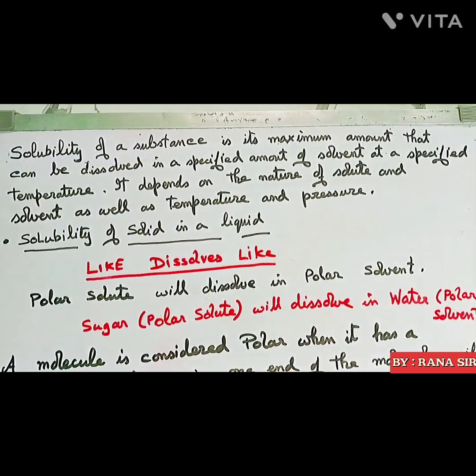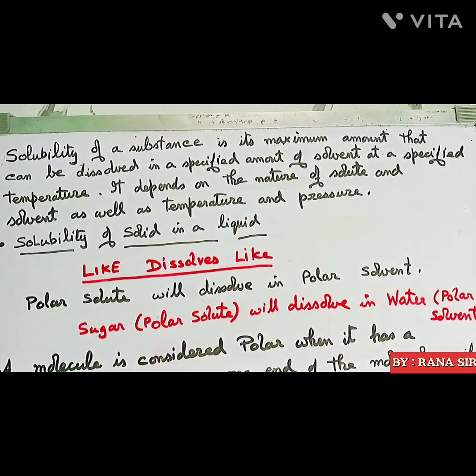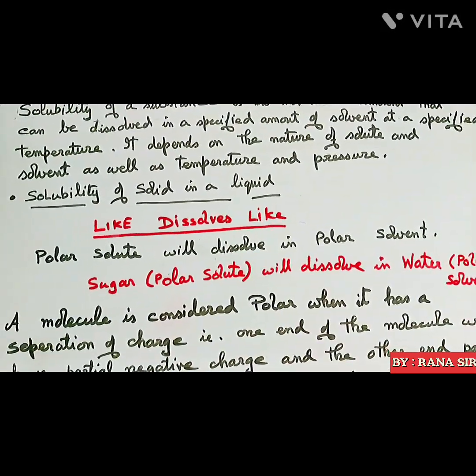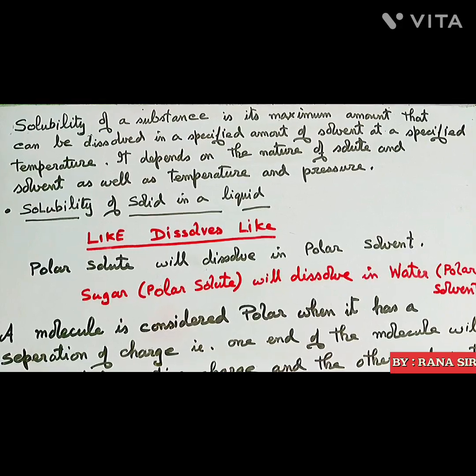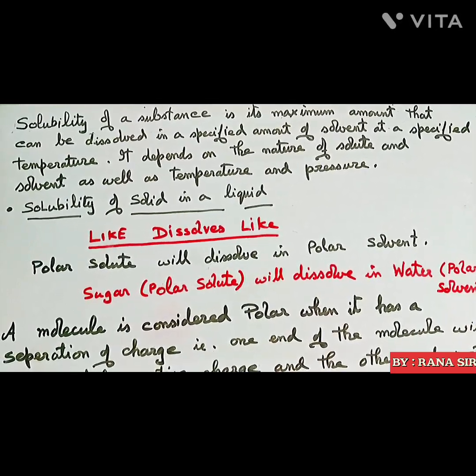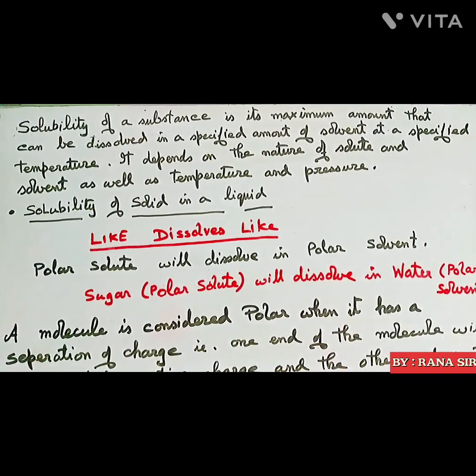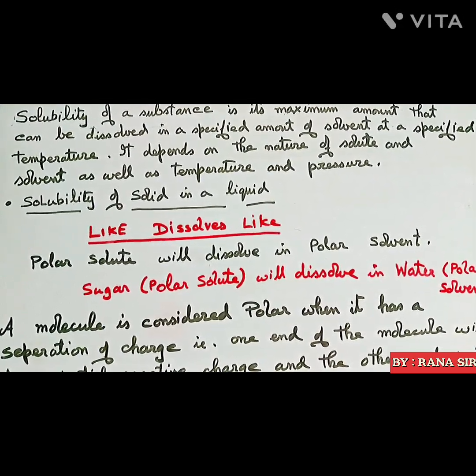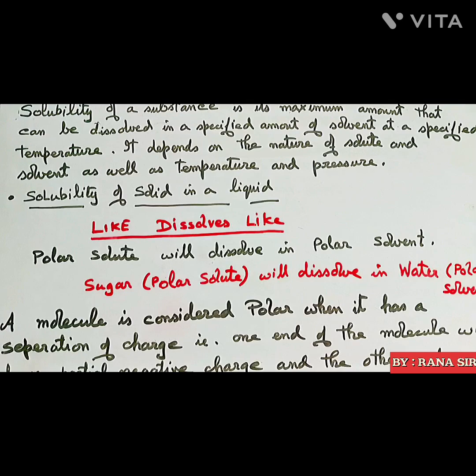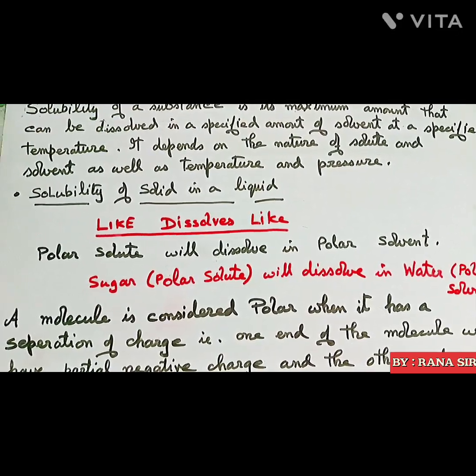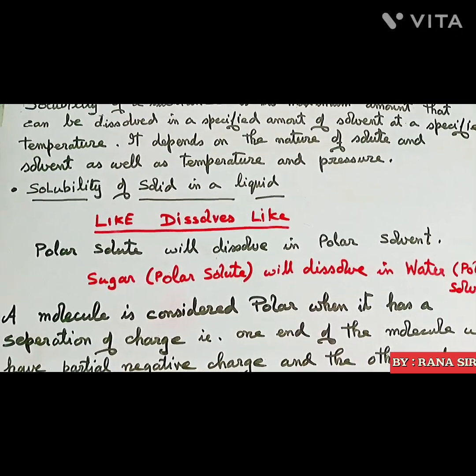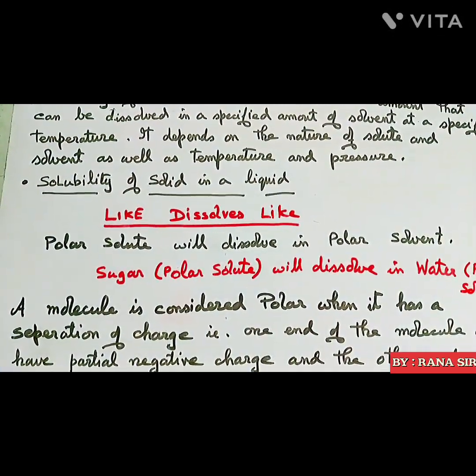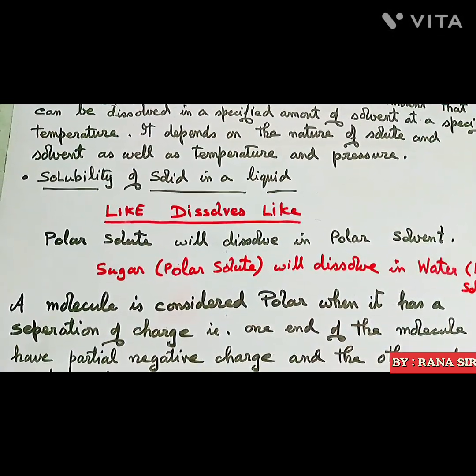solute that can be dissolved in a specified amount of solvent at a specified temperature. So if the temperature remains constant, the amount of solute dissolved in a solvent is known as the solubility of the substance. It depends on the nature of solute and solvent as well as temperature and pressure. Solubility of solid in a liquid. Solid is the solute, liquid is the solvent. So the amount of solute dissolved in a liquid.